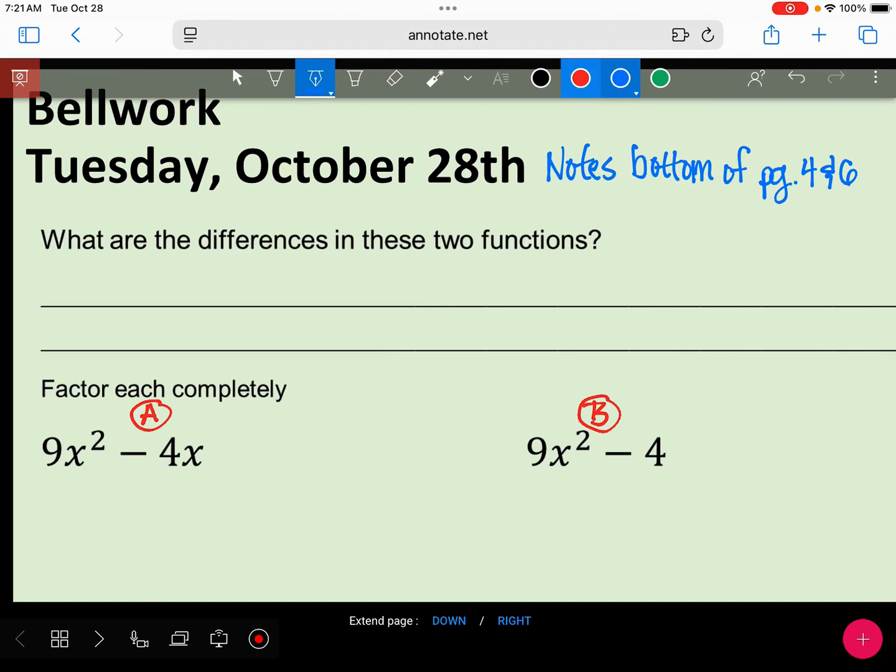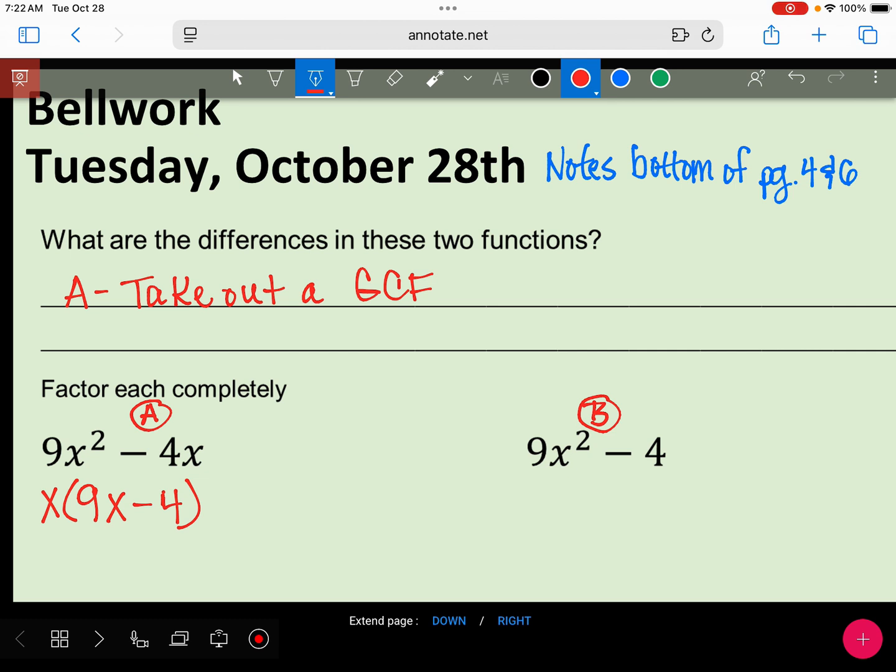For, I'm just going to call that A, we can take out a GCF. And what is the GCF in A? What can I take out of both of those terms? X. So when I take out the X, I would have 9X minus 4. So that's what that one would factor down. But what about B? How would we factor B?